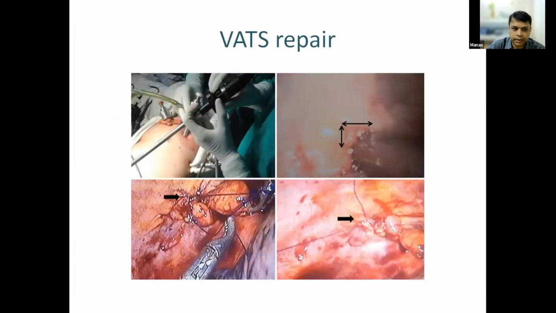So these are images from our patients. As in the second slide, we can see a diaphragmatic defect, which was sutured and closed through VATS.